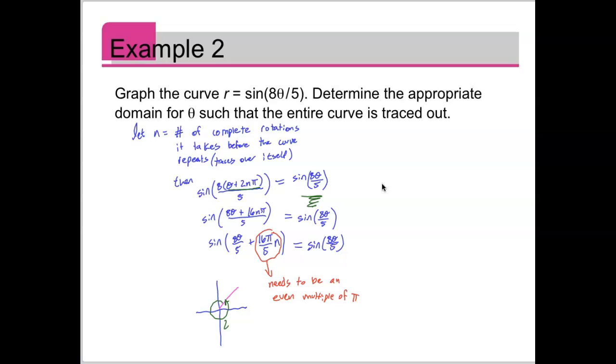So my question to you is, what is the first value of n to make this occur? So remember a couple of things. n has to be a whole number because it represents a number of complete rotations. And in this case, we want to figure out the first value of n that will make 16 pi over 5 times n an even multiple of pi.